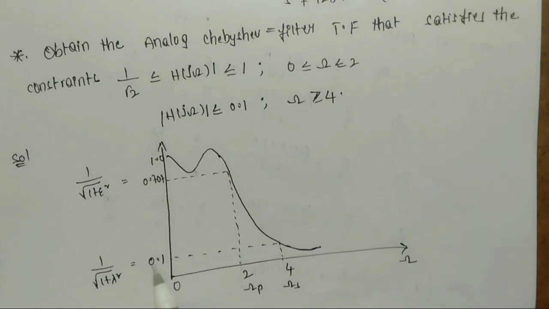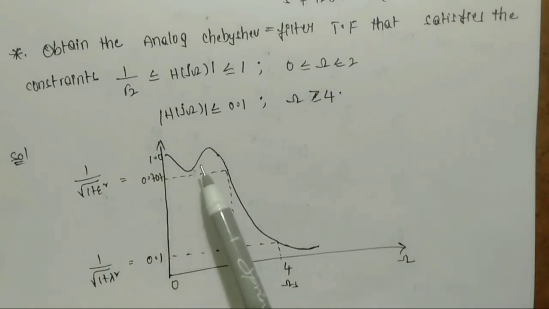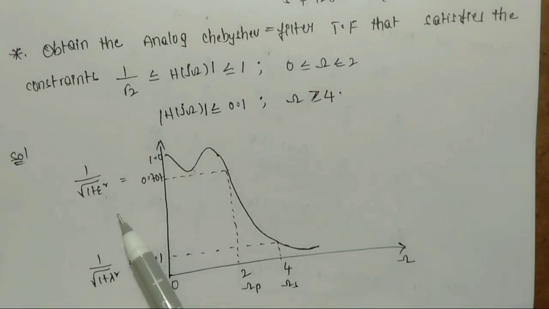If you compare this graph with the actual magnitude response of the low pass filter, this value is equal to 1 by root of 1 plus epsilon square, and this value is equal to 1 by root of 1 plus lambda square. So indirectly he has given 1 by under root 1 plus epsilon square is equal to 0.707, and 1 by under root 1 plus lambda square is equal to 0.1. And this is the omega.